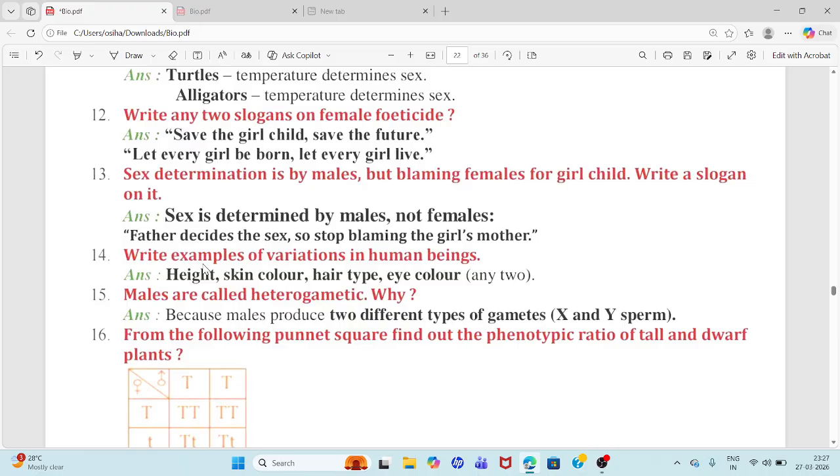14th question. Write examples of variations in human beings. Height, skin color, hair type, eye color. Males are called heterogametic. Explain. Why? Because males produce two different types of gametes, X and Y sperm.